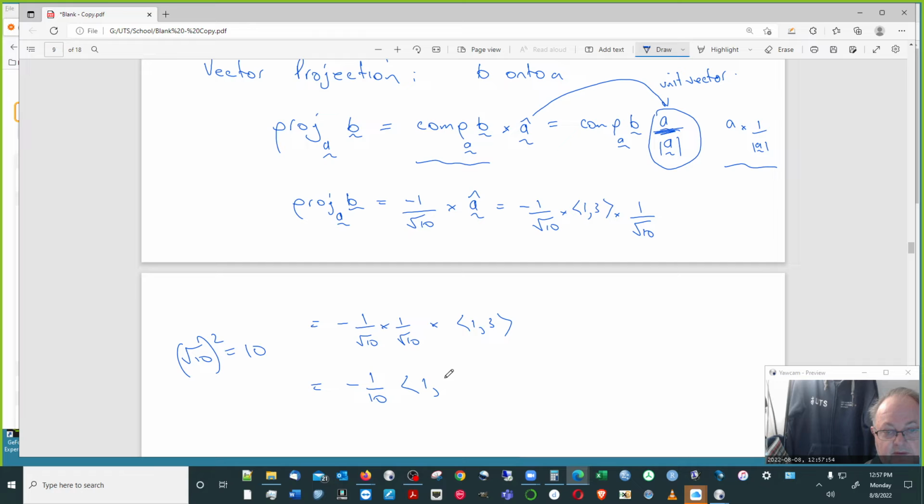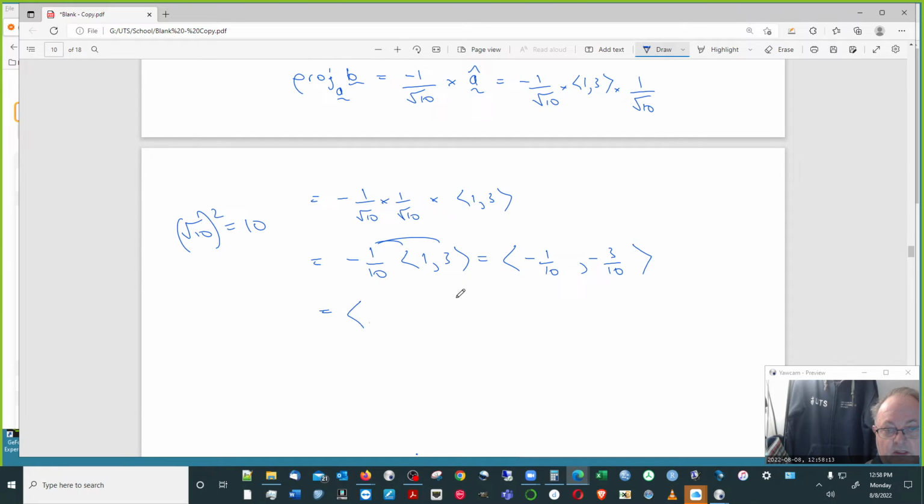times 1, 3, which we can put as, now we can do an expansion, minus 1/10, minus 3/10. And finally that is minus 0.1, minus 0.3, and that's our final result. That's our vector projection. So you can see it's been scaled for the unit vector. So that little vector sits as the projection for this other one, 1, 3.